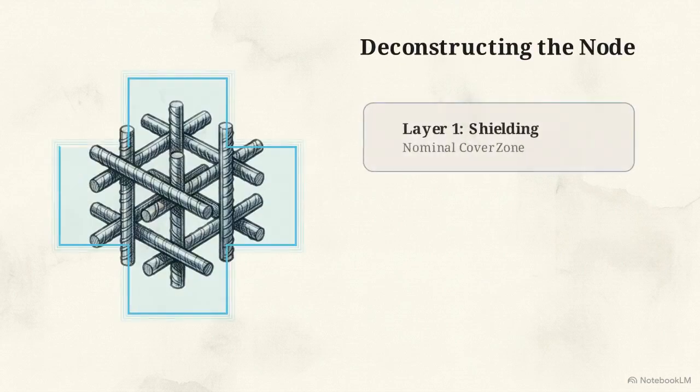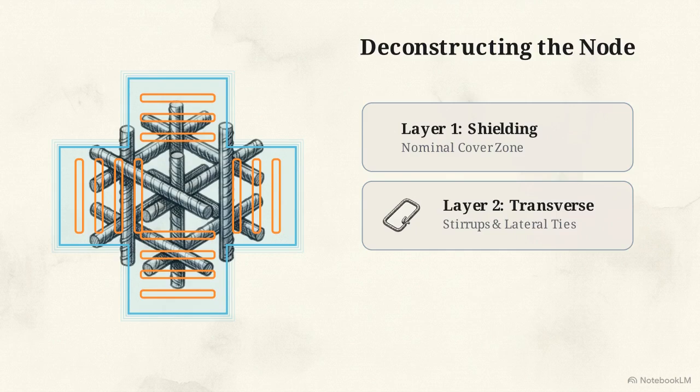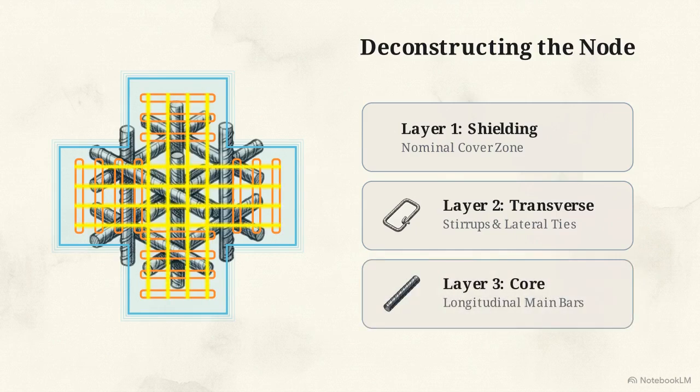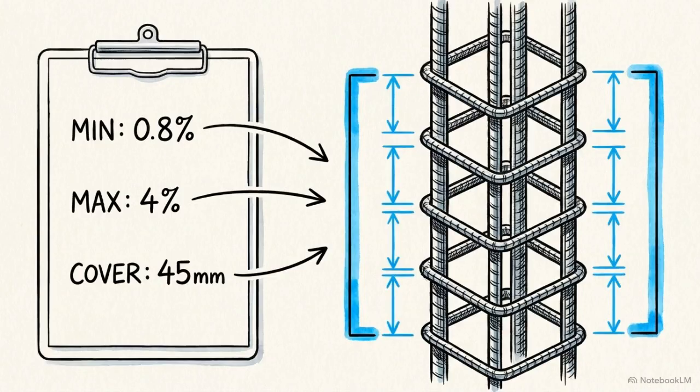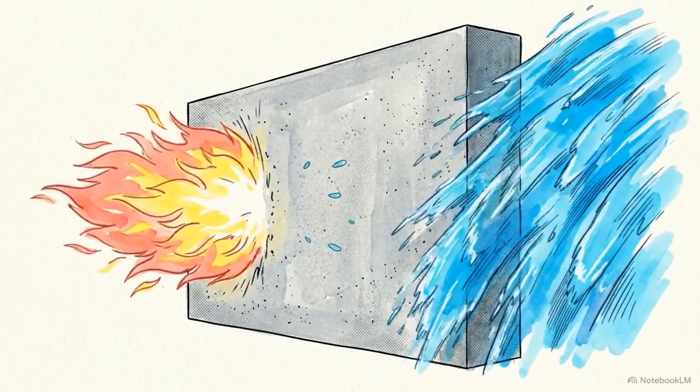To understand how the code dictates this geometry, we must deconstruct this intersection layer by layer, working from the outside in. We will audit three distinct systems: the external environmental shielding, the transverse shear geometry, and the core longitudinal limits. Translating these code numbers into a spatial, visual checklist is the only method to guarantee both constructability and structural survival on site. We start at the outermost layer.